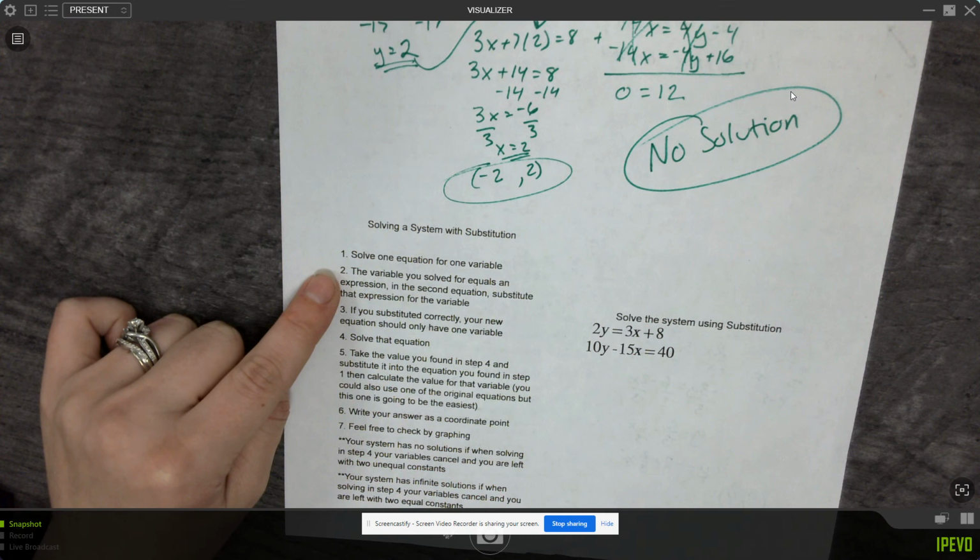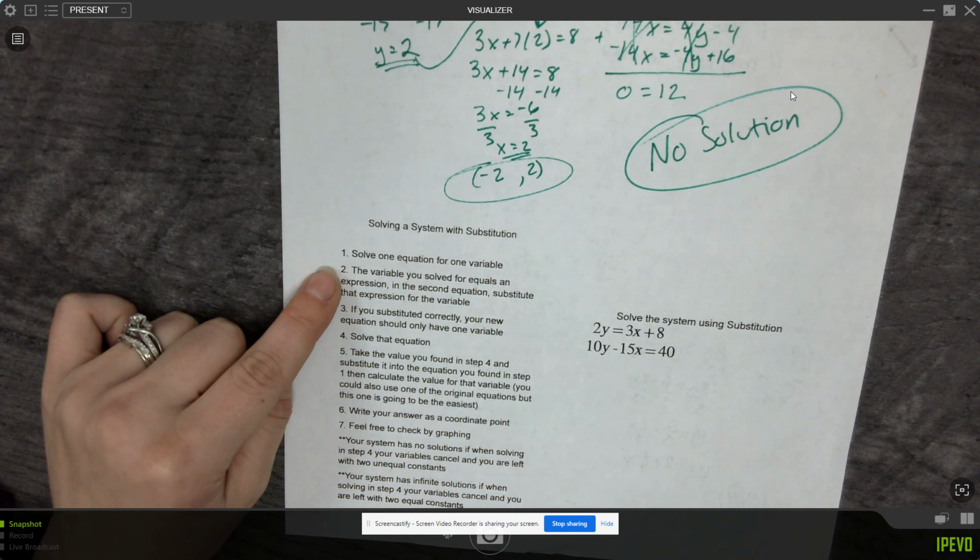The variable that you solve for equals an expression. If it says y equals 2x plus 9, then y and 2x plus 9 are equal. So you're going to substitute in the other equation that is not solved for that variable. You're going to take out the variable that says y equals, so take out y, and substitute, well, what does y equal? 2x plus 9. Substitute that in.